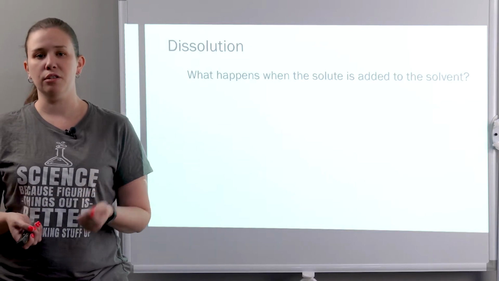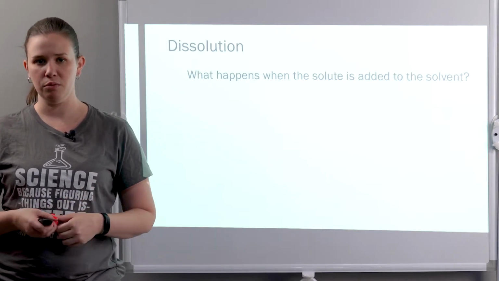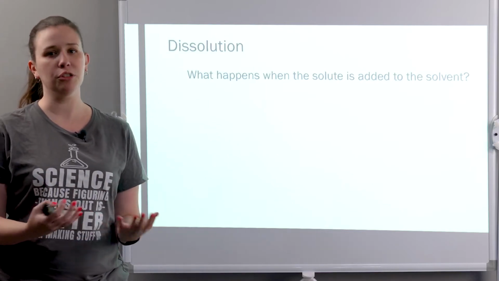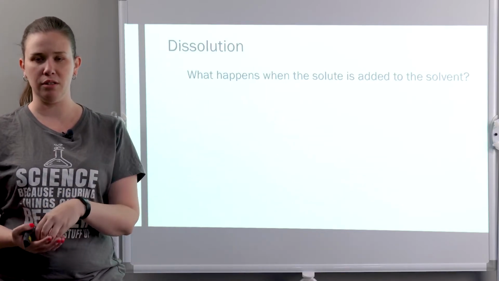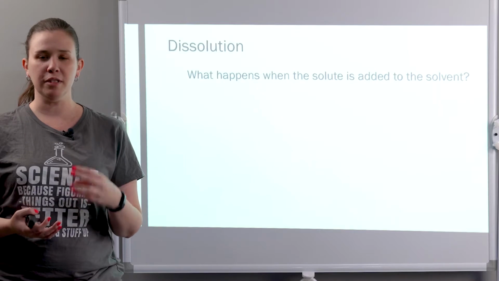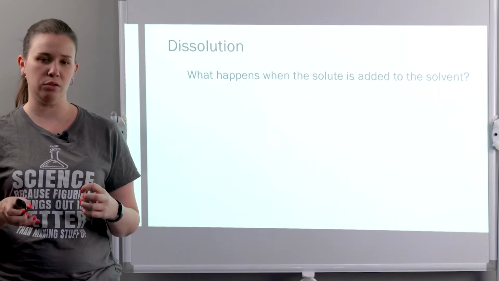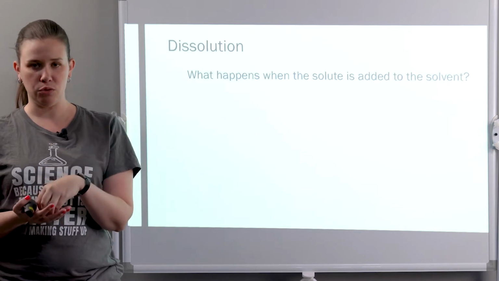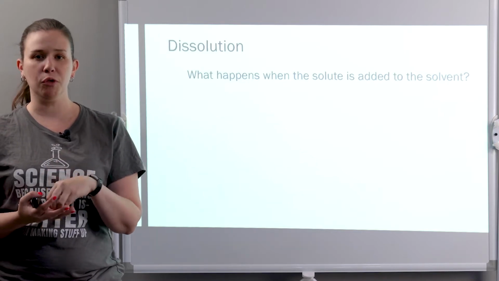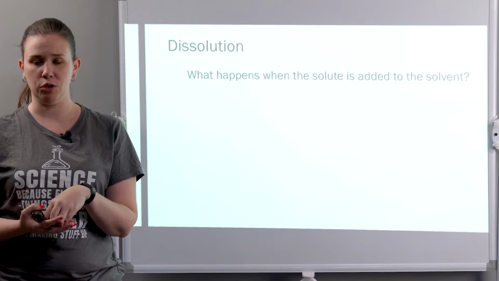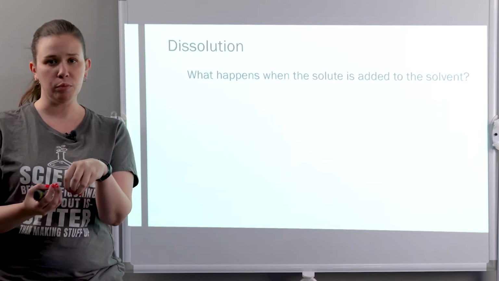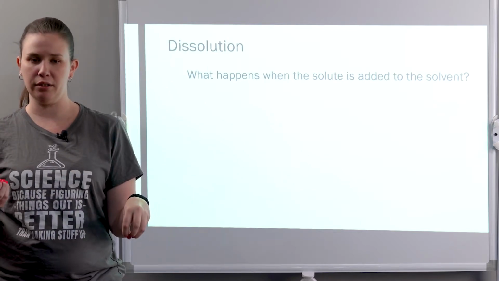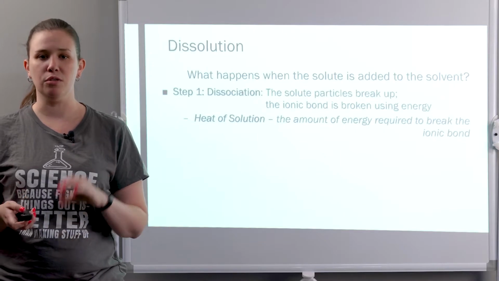So let's talk about dissolving. There's a fancy term for it known as dissolution. When I say dissolution, I'm really just talking about dissolving the solute in the solvent. But what are some things that actually occur when we do this? So say I take my sodium chloride and I put it into the water. The very first thing that's going to happen to that sodium chloride is the sodium ion will break apart from the chloride ion. This is a process known as dissociation.